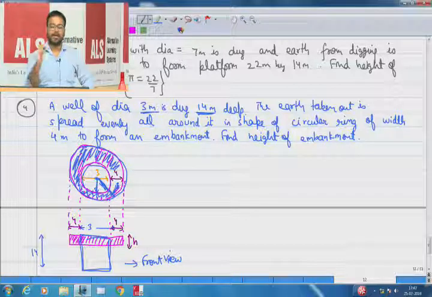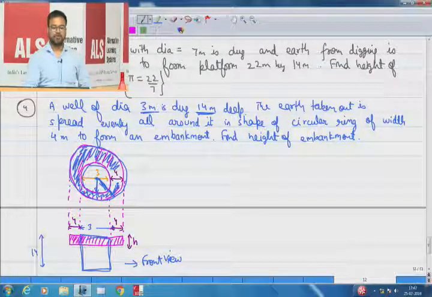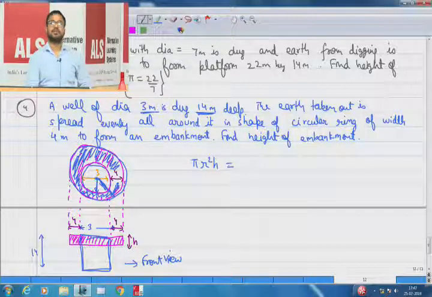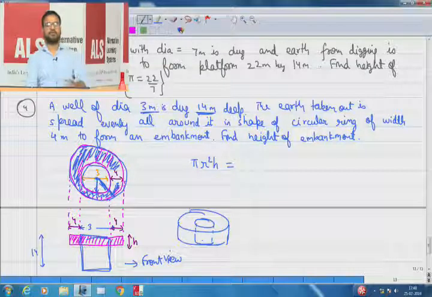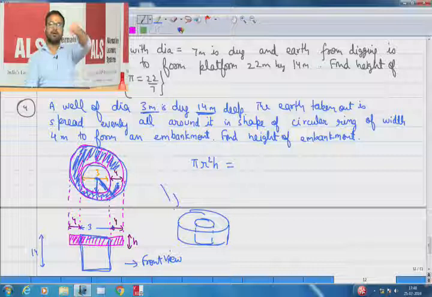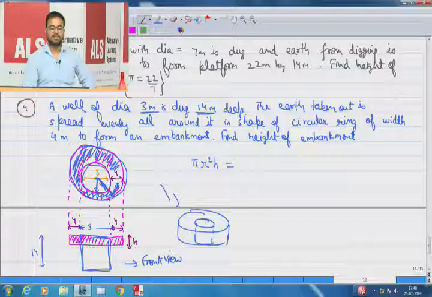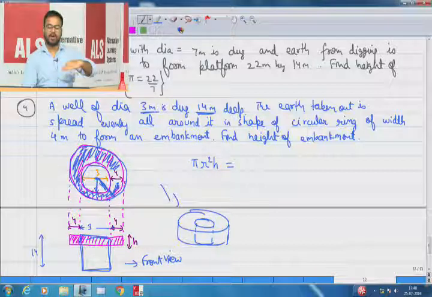In order to get that, we have to equate the volume of the sand from the well and the volume of that pavement. Now the volume of the cylinder is pi r square h, that is equal to the volume of that embankment. Now the volume of the embankment is basically like this. Two circles are there, or you can say it is like a hollow cylinder, right? If you see directly in this diagram, it is like a hollow cylinder, two embankments and the height. So what is the volume of the cylinder? Pi r square h, area of circle into height.